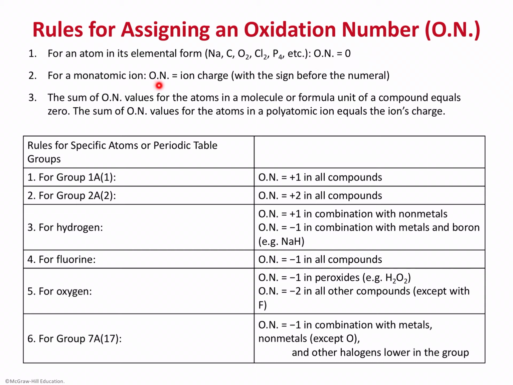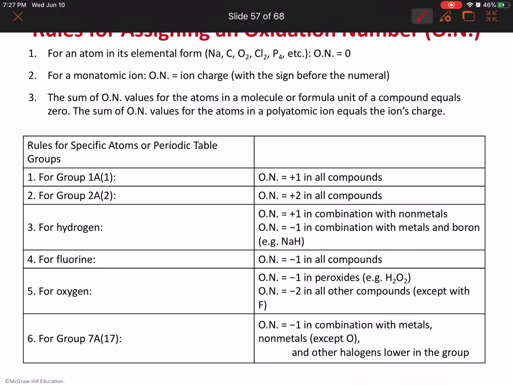Now for a monoatomic ion, oxidation number. Monoatomic ion means if sodium is in a compound like sodium chloride, its oxidation number is the same as the ion charge, with the sign before the numeral. For example, if you have sodium in sodium chloride, sodium is not in the elemental form, it is in the ionic form. So in this case, the group number for sodium is +1, so the oxidation number for sodium is also going to be +1. That's what it says for monoatomic ion. Oxidation number is the ion charge.